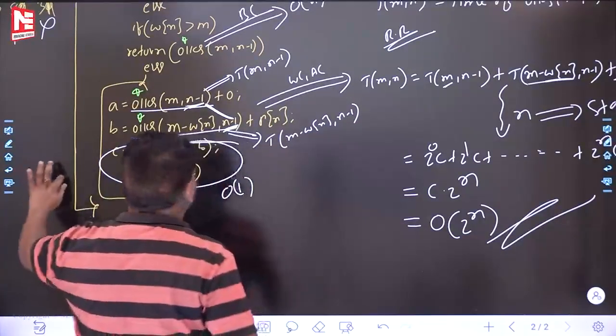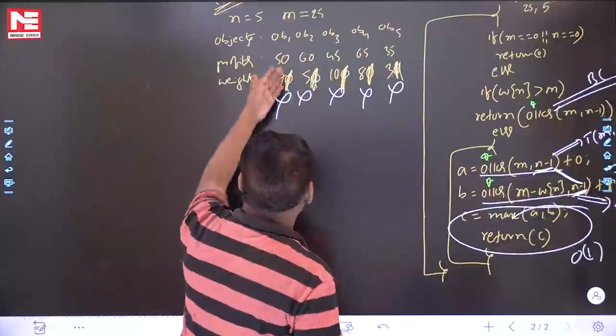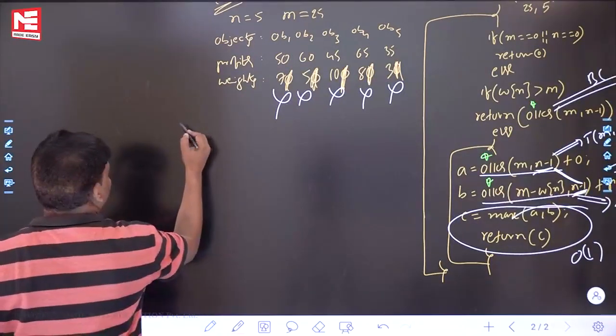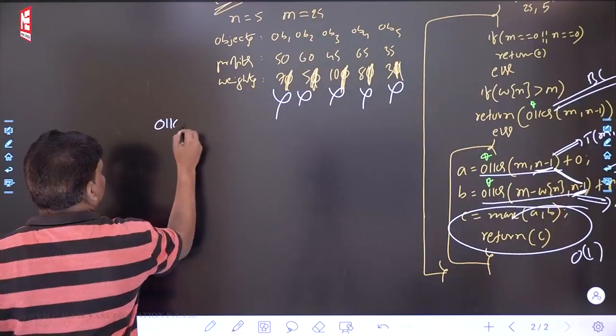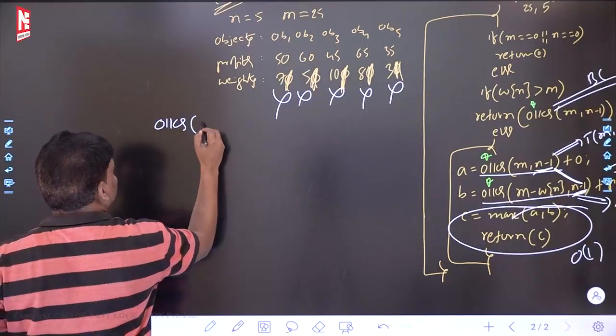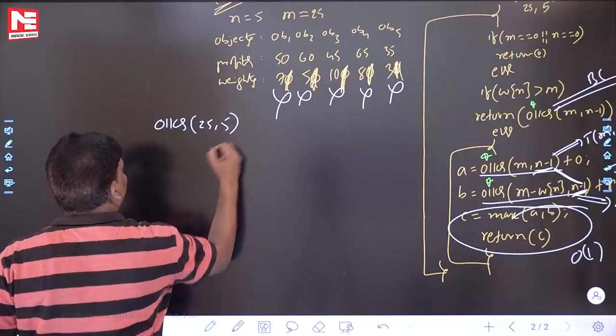If you have any small doubt, you can take one recursion tree for this problem and verify. Let's check a small example: the 0/1 knapsack function with m and n. What is the answer for m = 25, n = 5?